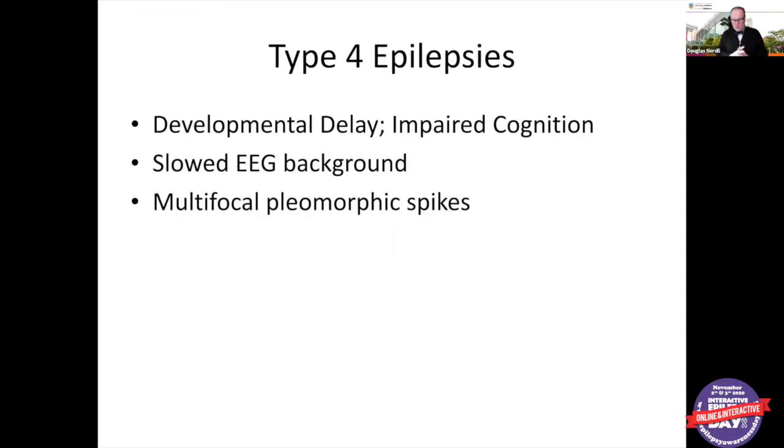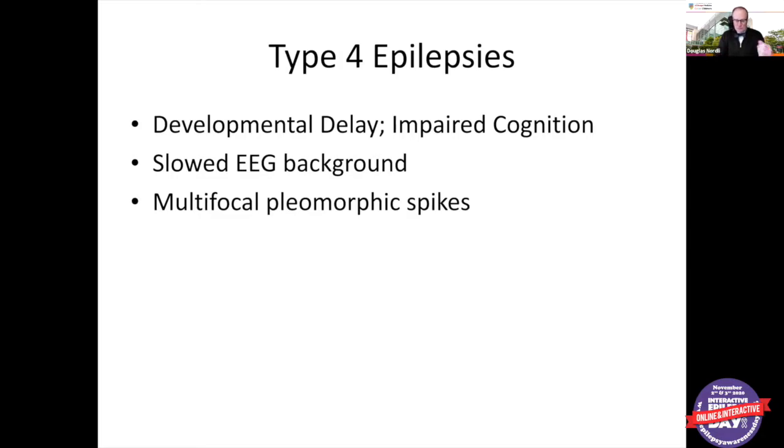Now we get to the most important part of the talk, the type 4 epilepsies. So what are these epilepsies? These are epilepsies where there may be some developmental delay at the start, or it may become apparent later into the epilepsy. The EEG background is slowed for age, and the spikes are pleomorphic, not stereotyped, and often in many different places in the EEG. Within 10, 20 seconds of EEG, you know you're dealing with this kind of epilepsy.